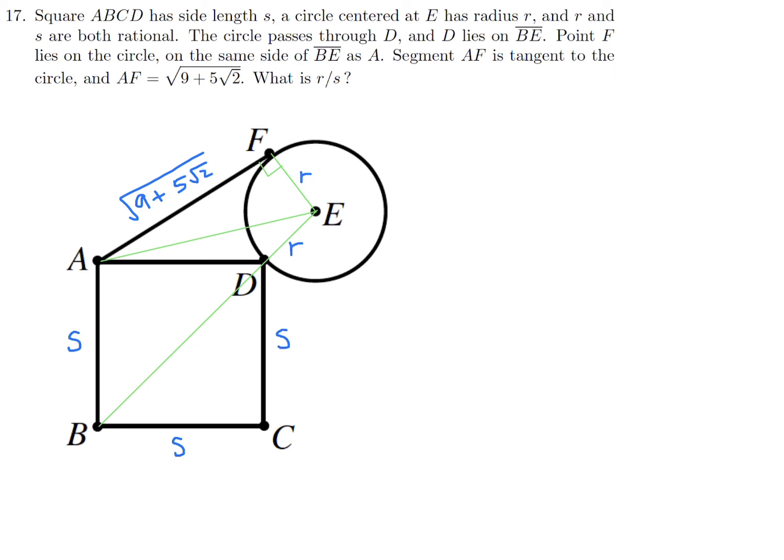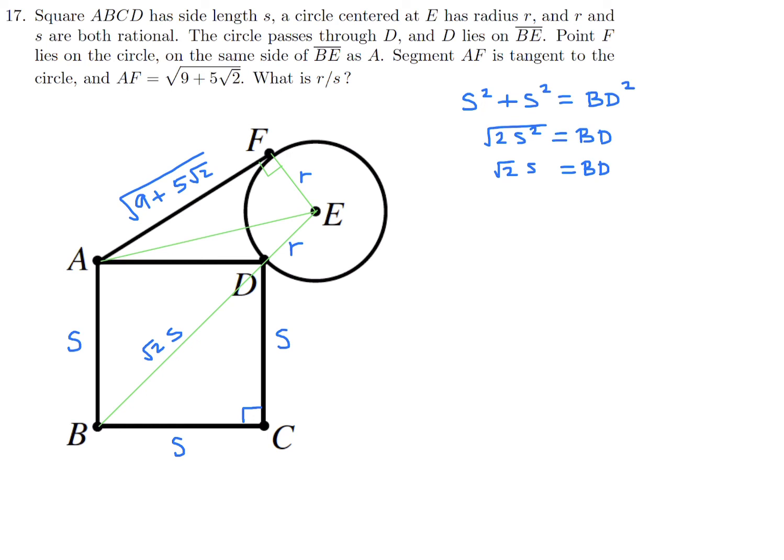Okay, so the first thing I want to do is calculate some sort of a value for B to D, like that. And I can do that using this triangle BDC. So in that triangle, S squared plus S squared is equal to BD squared. And therefore BD is the square root of 2S squared, and therefore BD is root 2 S. So I'll write that in there, root 2 S, the distance from B to D.